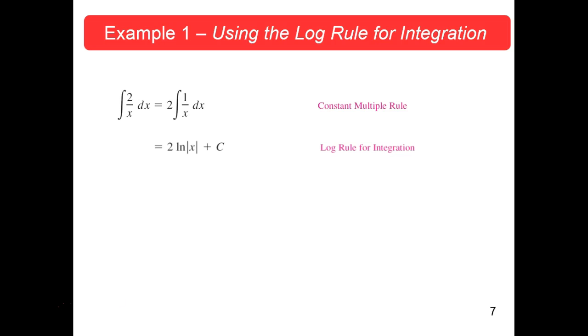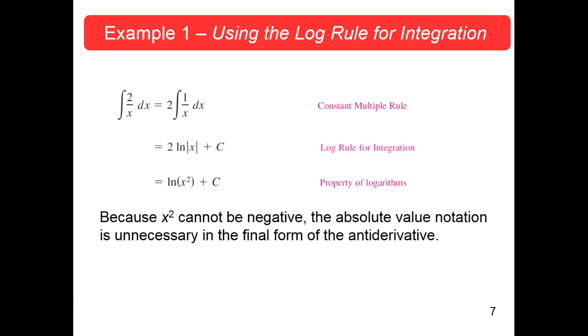Just like we did, 2 times the log of absolute value x plus c. But then you can take the 2, make it the exponent of the absolute value x, but you don't need the absolute value anymore because when you square an x, whether it's positive or negative, you're going to get a positive value. So it's log of x squared plus c. Because x squared cannot be negative, the absolute value notation is unnecessary at that final answer.